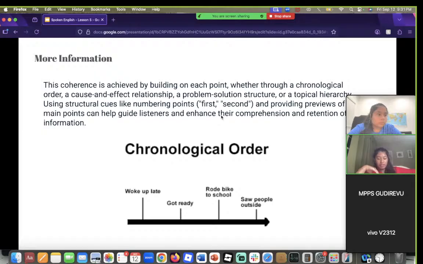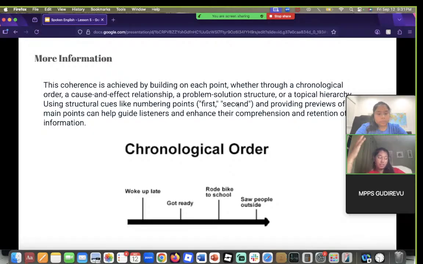So for the chart there, you could say first I woke up late. Then I got ready for school. After I rode my bike to school. And later I saw people outside. So sometimes you can use different words like that in order to create the chronological order that makes sense.